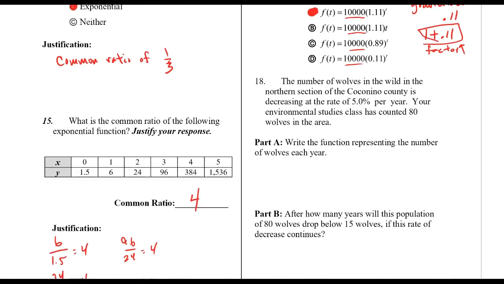18. The number of wolves in the wild in the northern section of Coconino County is decreasing at a rate of 5% per year. Your environmental studies class counted 80 wolves in the area. Write a function representing the number of wolves. So initial value, 80. My B, we're decreasing at a rate of 5%, so it's 1 minus 0.05, which is 0.95. So we have an equation of y equals 80 times 0.95 to the x.